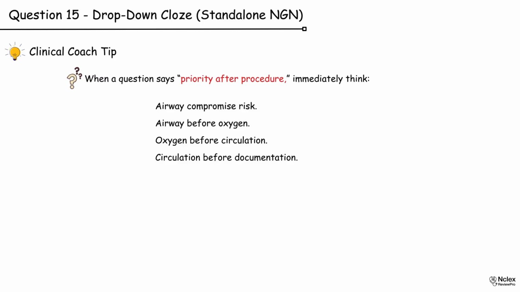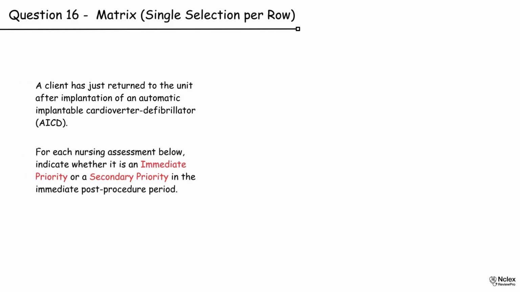All right, let's move on to the next question. Question 16. This is a matrix question focused on priorities after implantation of an automatic implantable cardioverter defibrillator, or AICD. A client has just returned to the unit after AICD implantation. For each nursing assessment, determine whether it is an immediate priority or a secondary priority in the immediate post-procedure period.